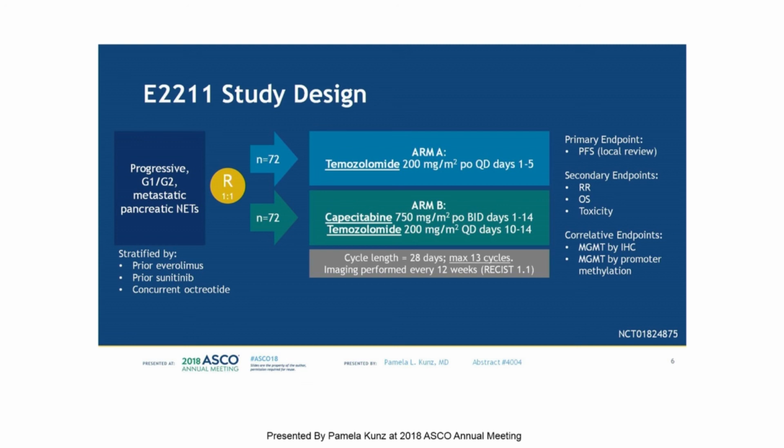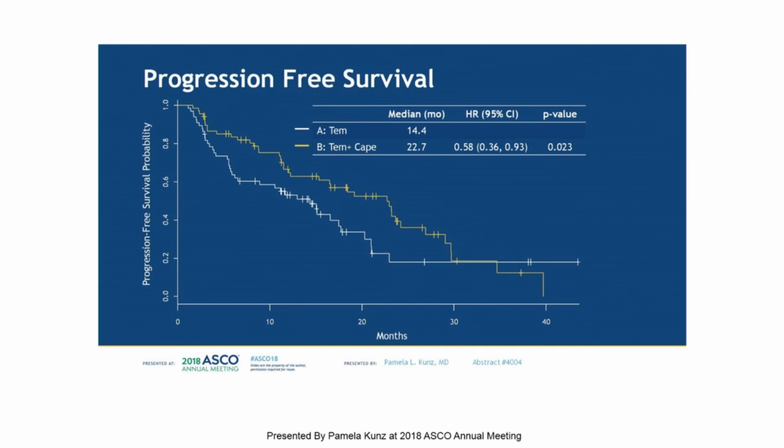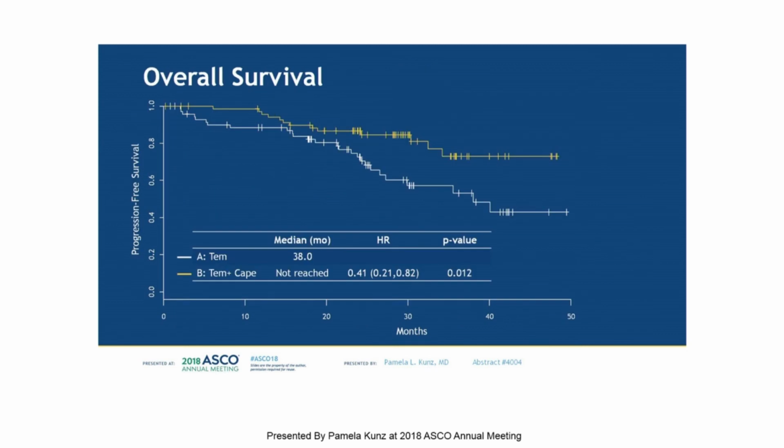The TEM-CAPE is given on a 14-day cycle, so you give the capecitabine for 14 days. You add the temozolomide in for day 10 to 14. The primary endpoint was progression-free survival, and of course they looked at the relevant secondary endpoints. And the audience was very impressed by this progression-free survival of 22 months in the patients who received TEM-CAPE versus 14.4 months in patients who just received temozolomide alone. And in terms of overall survival, it's not reached yet for the TEM-CAPE arm, which is always amazing to see at these studies.